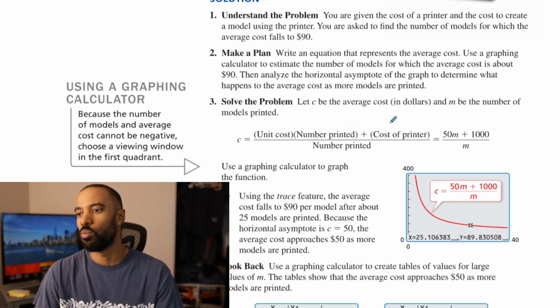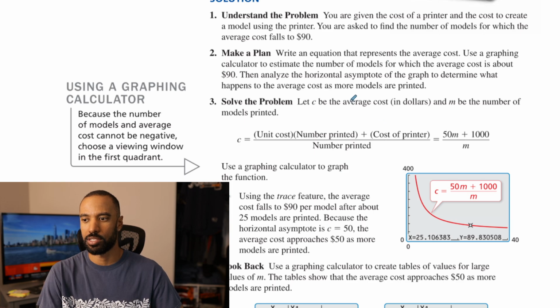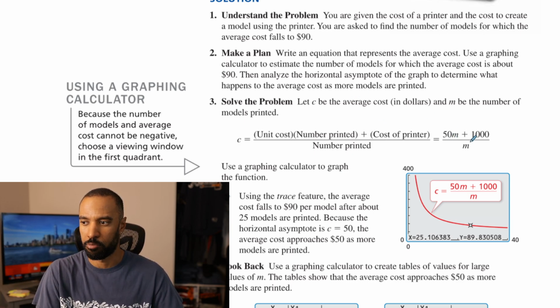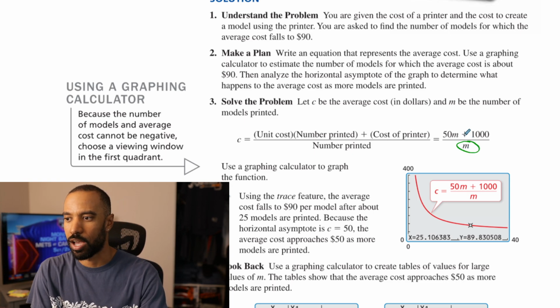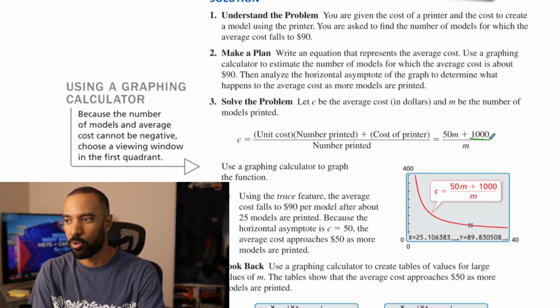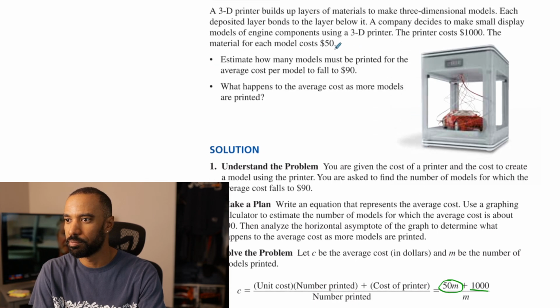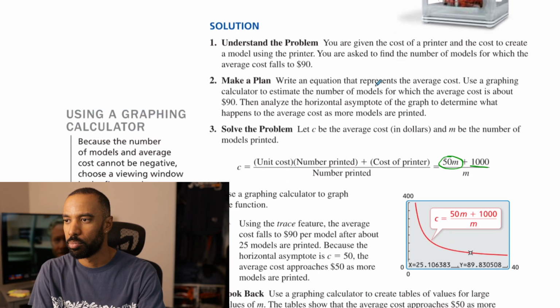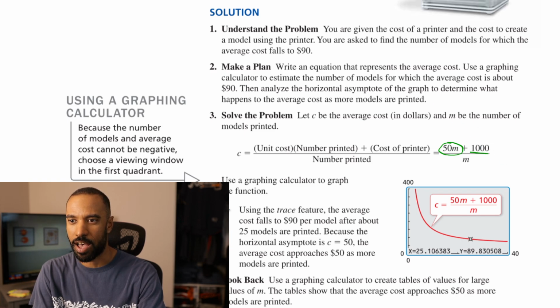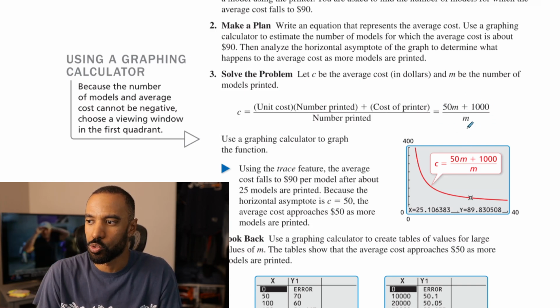When you are doing an average cost, that's average cost per printer, you have to divide by the number of printers, and that's what we have here. We have the cost of the printer plus the cost of all the units you print, $50 per unit. They said that here. Plus the $1,000 up front. When you divide by m, the number of printers, you get an average. So this is what we're graphing.